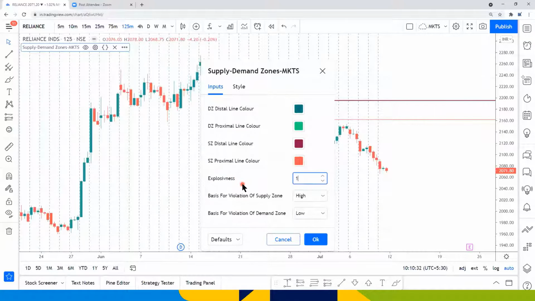Explosiveness checks for the strength of the leg out candle. How explosive is your leg out candle? If you increase the explosiveness, it will filter down further and pick those zones. What I have seen is for swing trading on time frames, that is 75, 125 and daily, 1.1 works good. The moment I go to lower time frames, like a 10-minute chart, 15-minute chart or a 25-minute chart, I'm a little more choosy. Otherwise, if I keep the setting as 1.1, I'll get too many levels. So there I'm using the settings at 1.5. I repeat, for smaller time frames, I'm using 1.5.